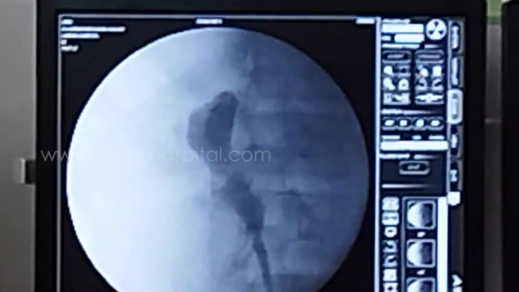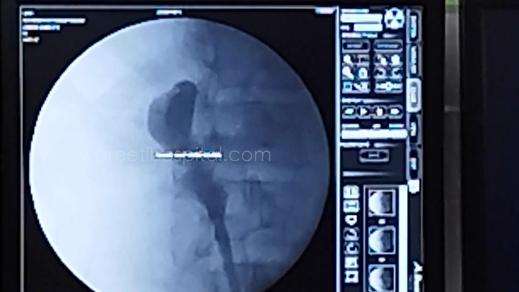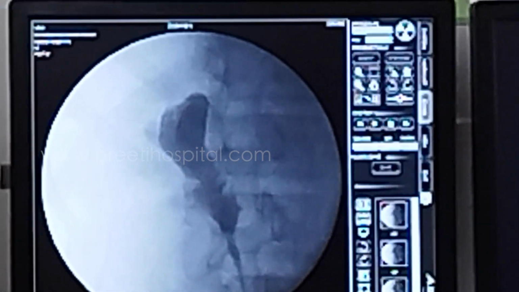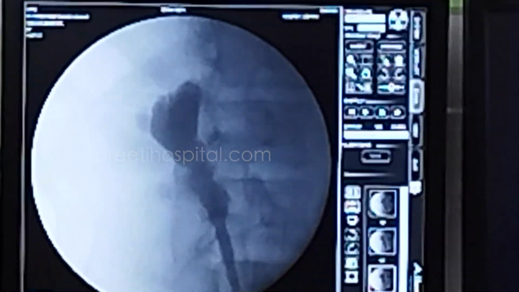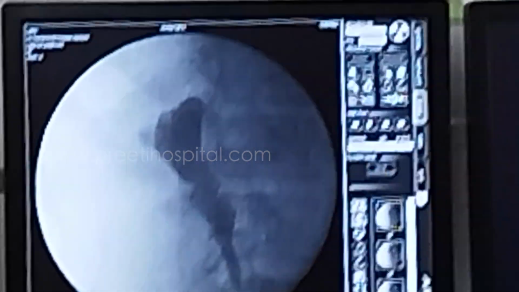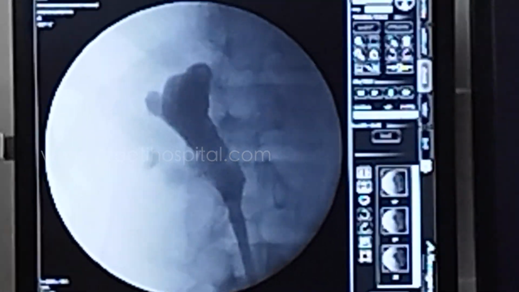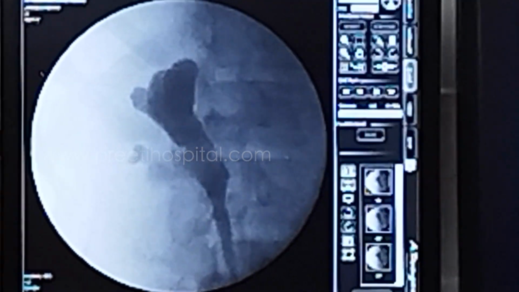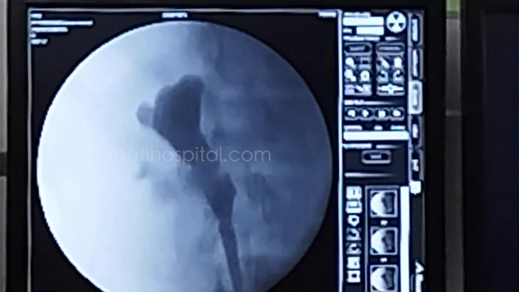Can you see the filling defect? But the lower pole is not delineated. I am not seeing clearly. Inject more. Inject more. Inject more. Yeah. Now you have waited enough time to see the lower pole or middle pole. We don't know. Now what is the first step?